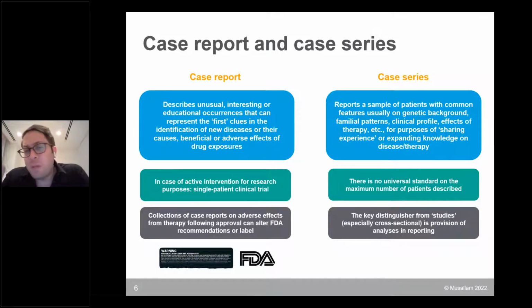So you have many examples in medicine where things started with a case report. Someone saw something in a case, reported it, and others took that information and converted it into a study. You can always have a single patient clinical trial and report it as a case report, for example, but these are obviously very, very rare.